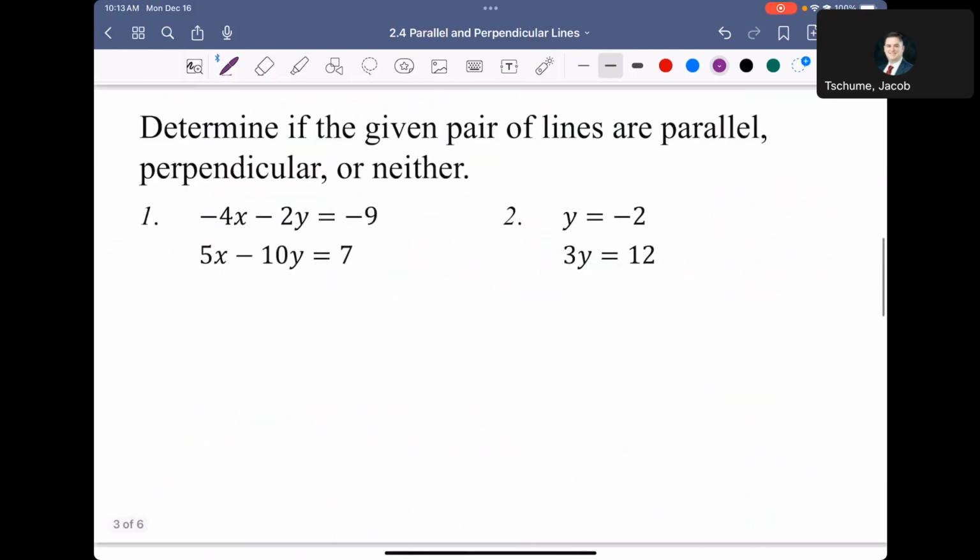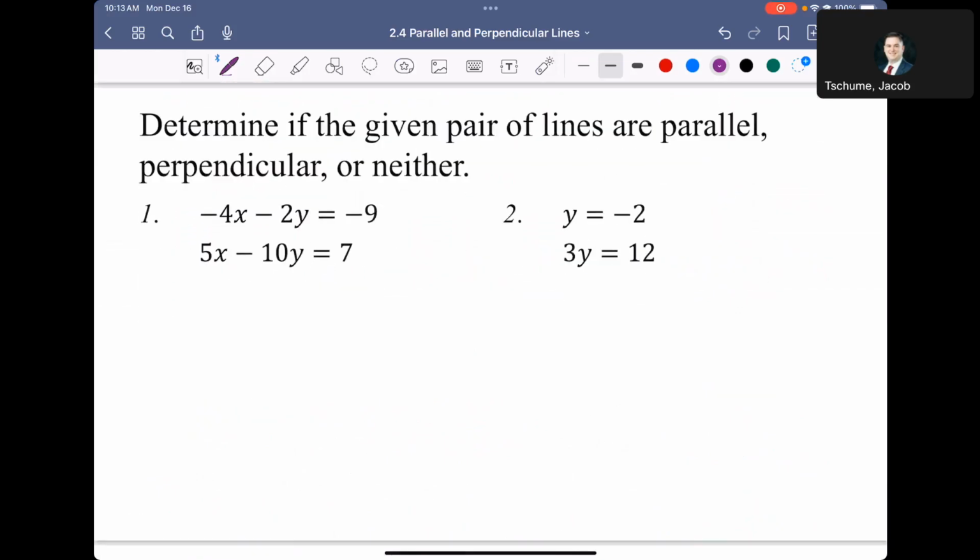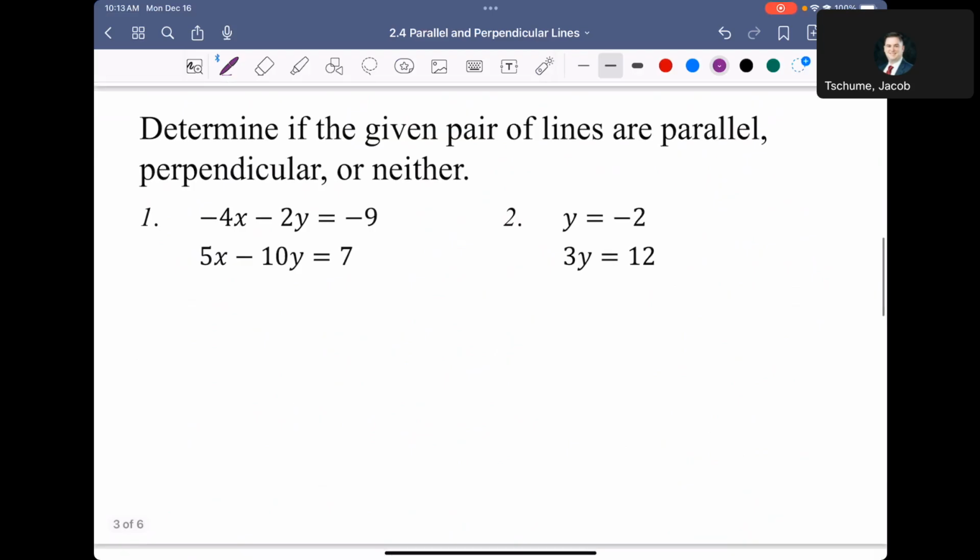So let's begin with these two problems. If I give you a pair of lines, you need to be able to tell me if they are parallel, perpendicular, or neither. So beginning with number 1, you've got -4x minus 2y equals -9, and you've got 5x minus 10y equals 7. Now, you might remember from our previous videos in section 2.3 that when you are given the standard form of a line, like you are here, there's a shorter way to find the slope.